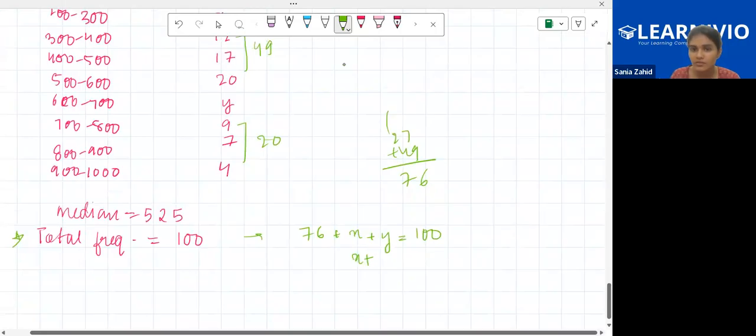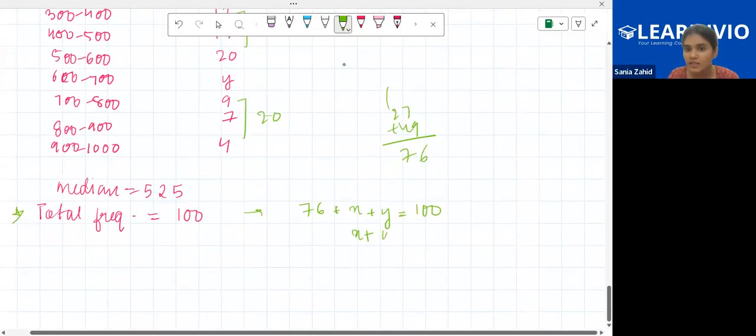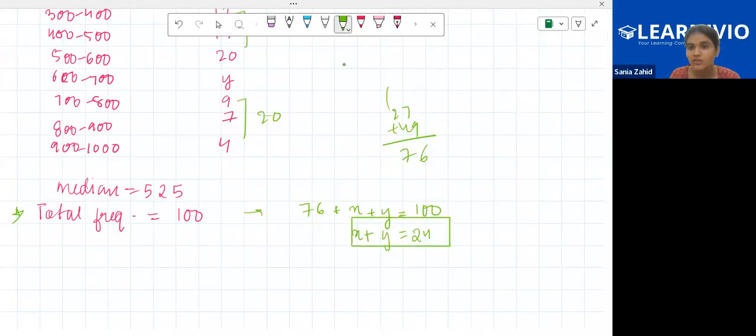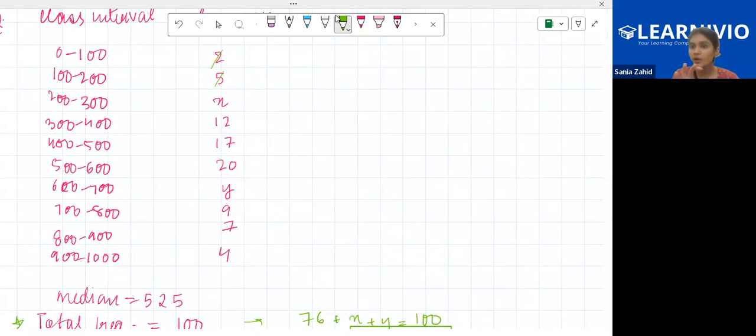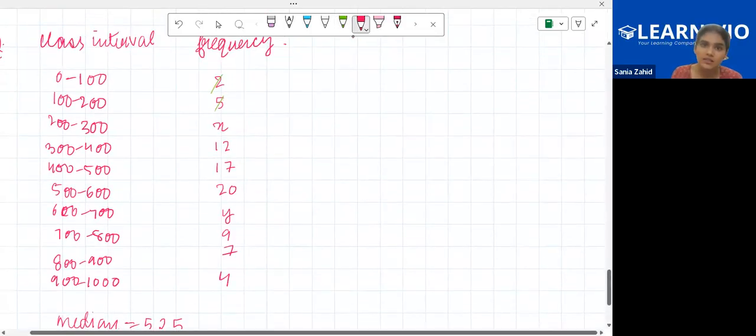So you get x plus y is equal to 100 minus 76. That gives you 24. So x plus y is 24. This is your equation number 1. Now to find your equation number 2, you know median is also given to you. So if I form an equation out of median, I can find one more equation. First of all, I'll have to find cumulative frequency.